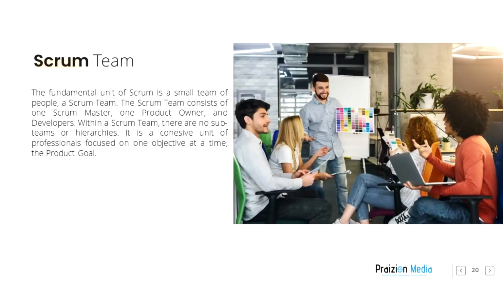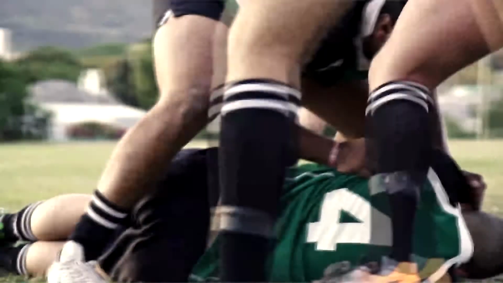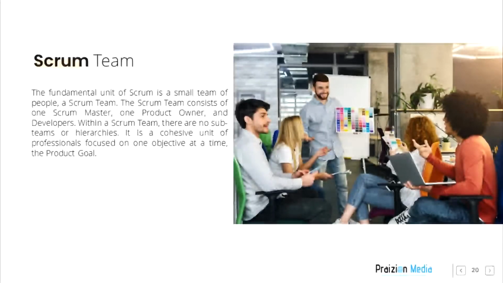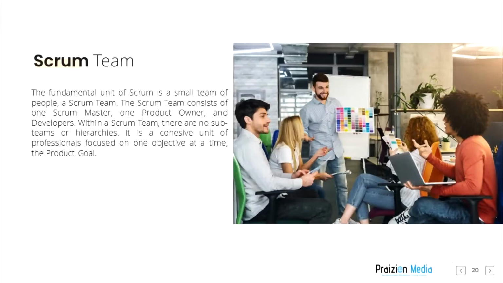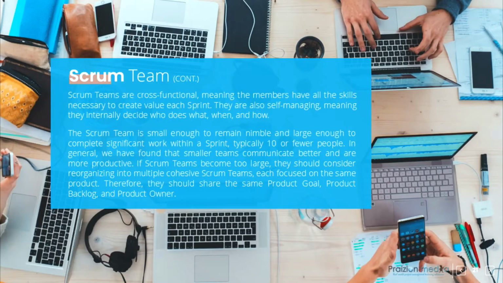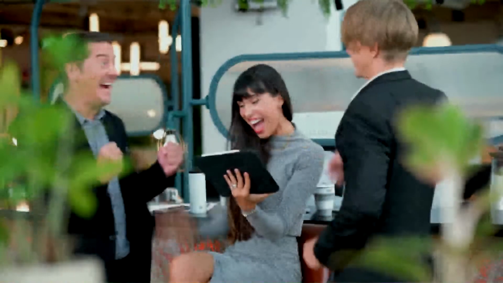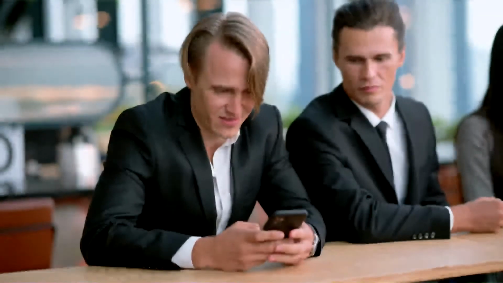Scrum team. The fundamental unit of Scrum is a small team of people, a Scrum team. The Scrum team consists of one Scrum Master, one Product Owner, and developers. Within a Scrum team, there are no sub-teams or hierarchies. It is a cohesive unit of professionals focused on one objective at a time, the product goal. Scrum teams are cross-functional, meaning the members have all the skills necessary to create value each sprint. They are also self-managing, meaning they internally decide who does what, when, and how.